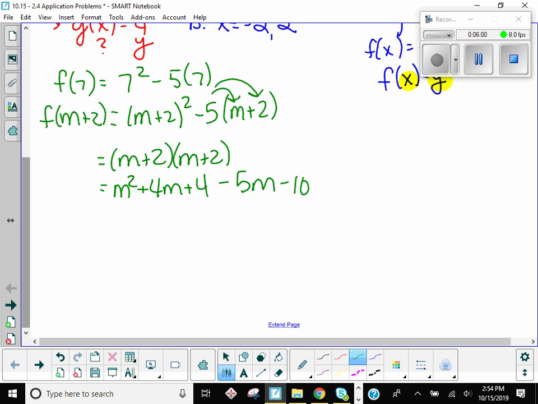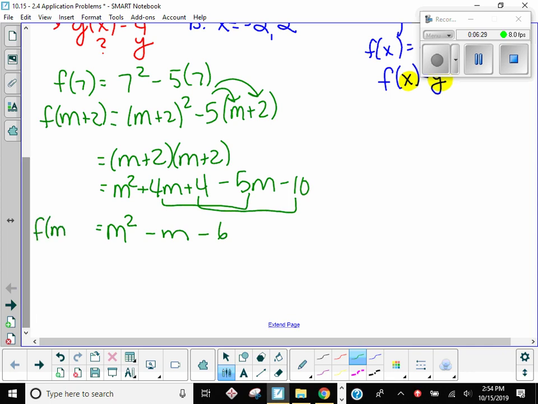The most common mistake I would get on this problem is a positive 10 right there, because they didn't bring the negative along. Or sometimes I just get 2, because they don't remember to do negative 5 times the 2. And then you just combine like terms. Nothing combines with the m squared. The m's are like terms, that's a minus m. And then 4 negative 10 is a minus 6.